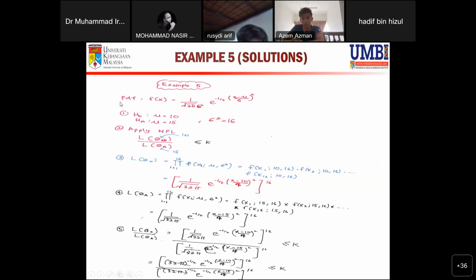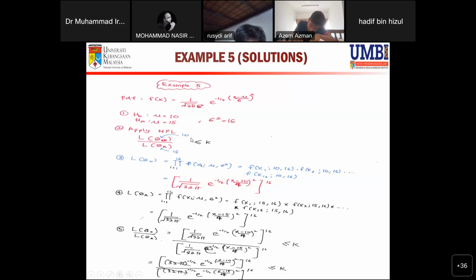As you know, the probability density function of the normal distribution is given by this form here. So first, we extract the values of our parameters. Under the null hypothesis, mu equals 10. And then under the alternative hypothesis, the mean parameter is equal to 15. And the sigma squared, or our variance parameter, is equivalent to 16.